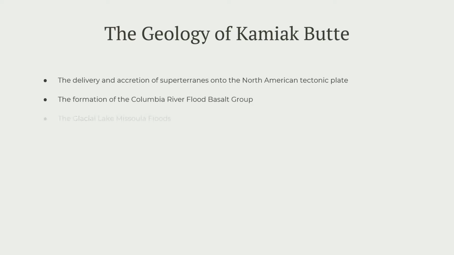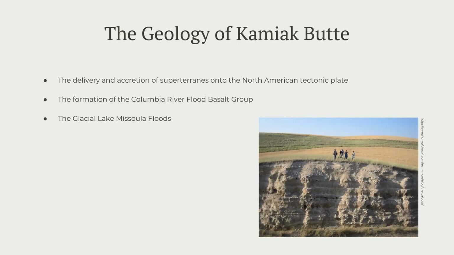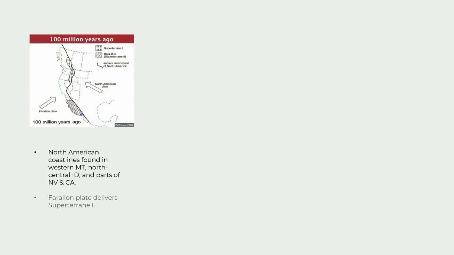The creation of Kamiak Butte can be traced back to the formation of the modern Pacific Northwest, beginning about 100 million years ago with the delivery of Superterrane 1 by the Farallon Plate as it moved northeast. The delivery and accretion of the superterrane to the North American Plate led to the formation of a large continental batholith, later known as the Rocky Mountains.